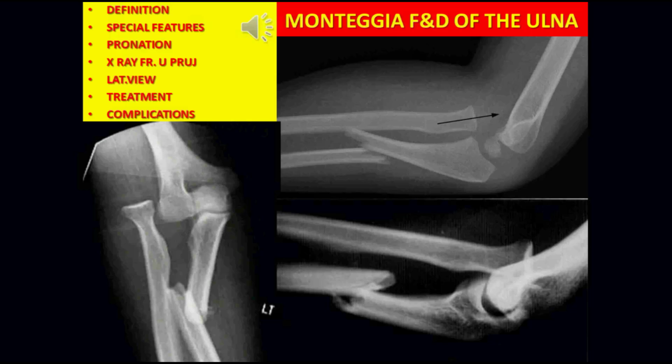Treatment: the secret of the treatment is to restore the length of the ulna. If we do that, the radial head will relocate spontaneously. This can be achieved by open reduction and internal fixation, especially in adults, with rigid fixation. When we reduce and fix the ulna, the radial head will relocate to its normal position spontaneously. And check flexion and extension of the elbow to check the stability of the radial head.